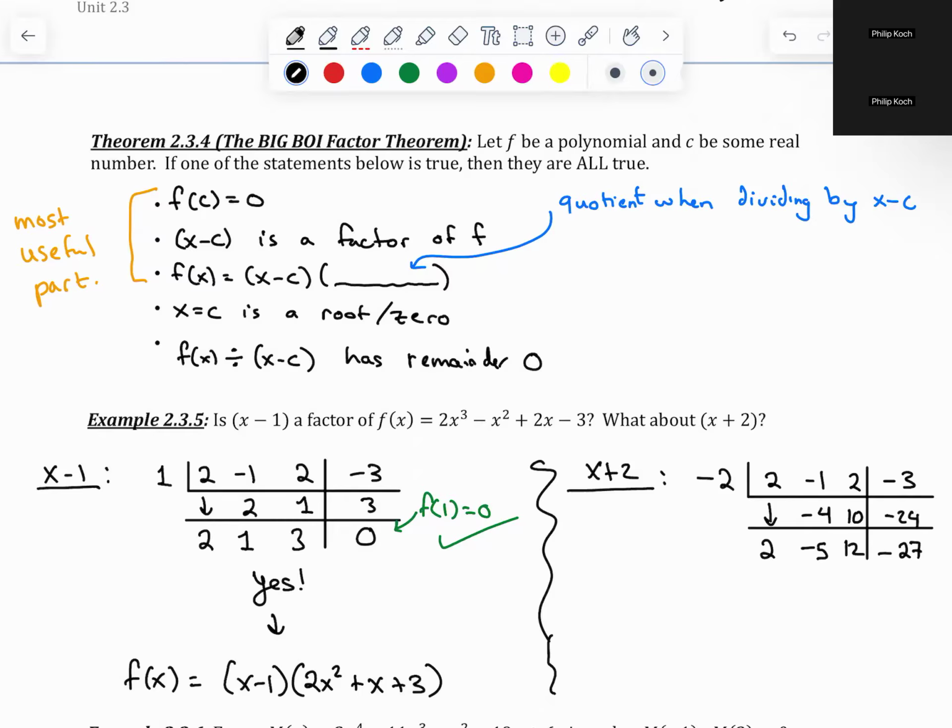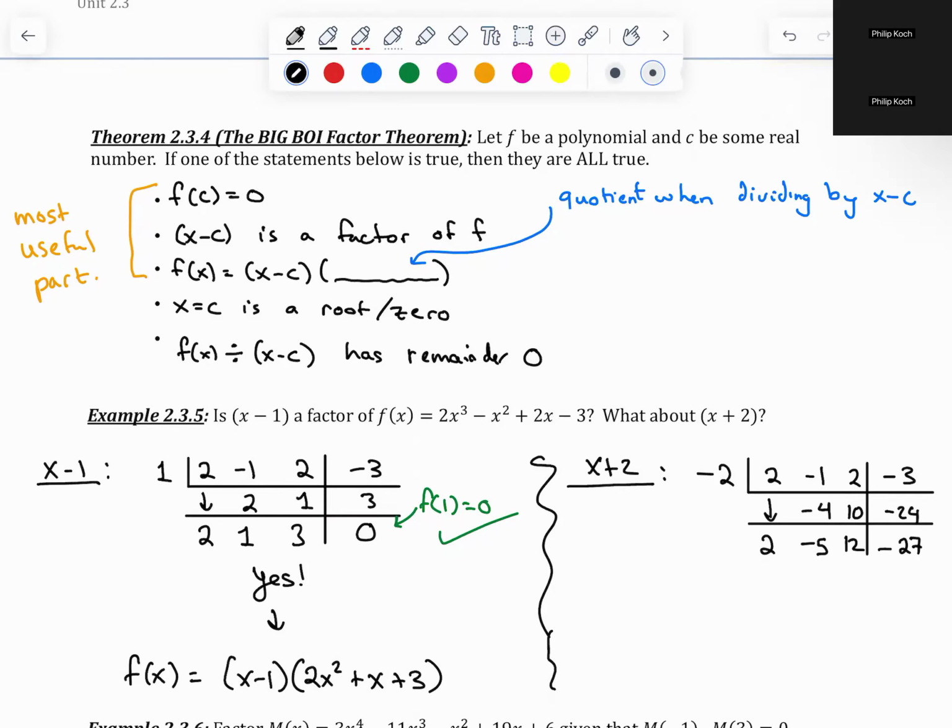So that's not equal to 0. So nope, and we're done there. Not equal to 0, so x plus 2 is not a factor.